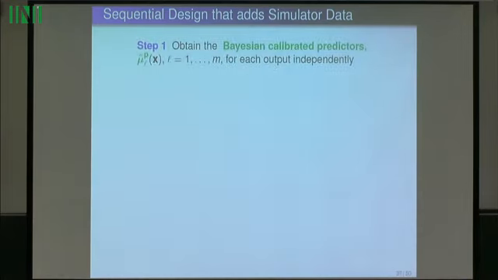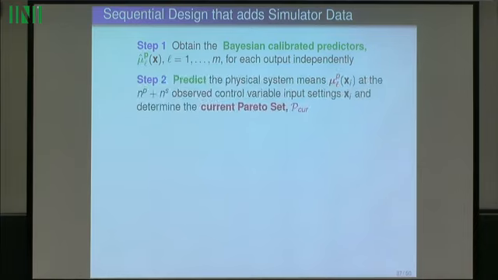Okay, so let me just quickly reiterate here. We're going to take some data, get the Bayesian calibrated predictors. We're going to do this for each output independently. So here's a question: would it be better to build independence amongst all of our models? We're going to predict what the true physical means are at all the points we've actually observed, so these xi's, and determine the current Pareto set from amongst those.